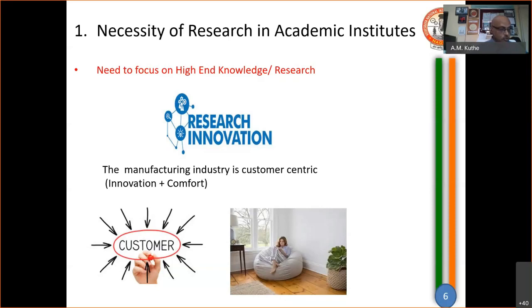And we need to rather look at this: if research helps us in creating more jobs, we should look at the high end knowledge, and that's exactly what we are focusing our attention on.